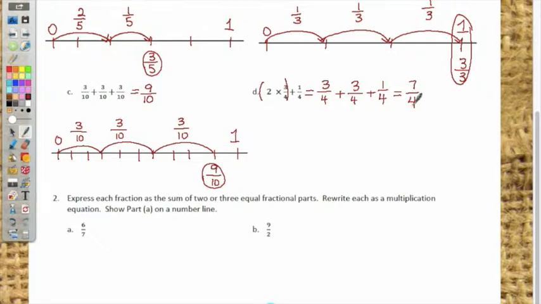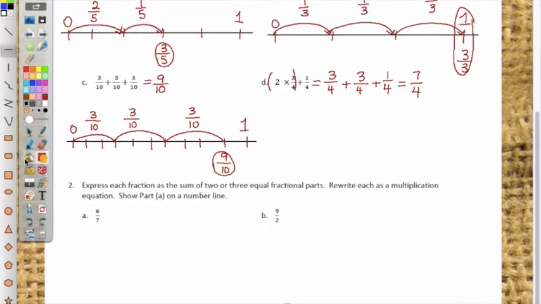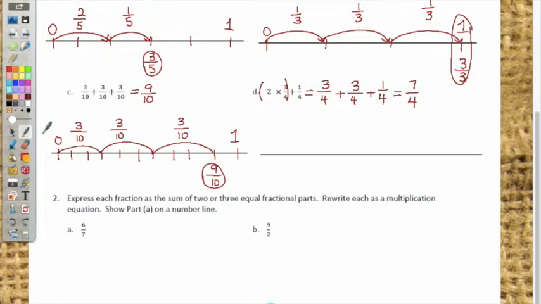Okay? So 7/4, is that more or less than 1 whole? More. So, is it more than 2? No. What would 1 whole be? 4/4. What would 2 wholes be? 8/4. Okay? So we're below 8/4. So I'm going to have 0, 1, and 2. Those are my whole numbers. What is my denominator? 4. How many tick marks do I need? 3.